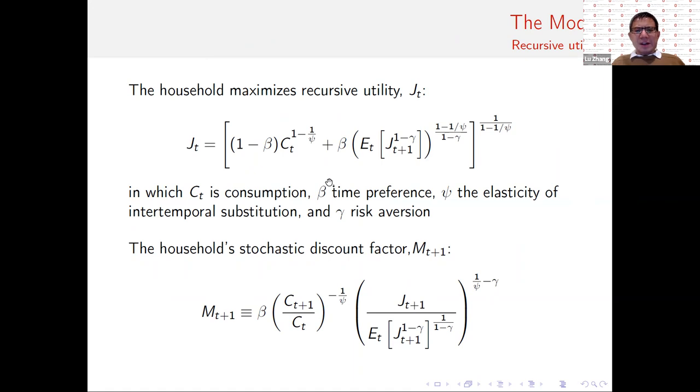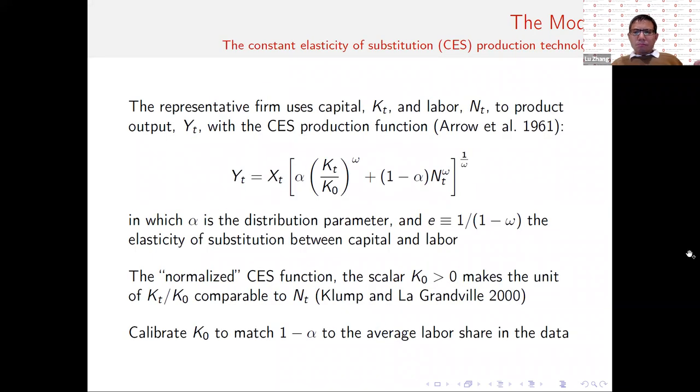Recursive utility, fairly standard. Gamma is risk aversion, and psi is the elasticity of intertemporal substitution. So the pricing kernel is of this form. That's the contemporaneous consumption growth, but most of the action is coming from the second term, that is the continuation utility going forward.